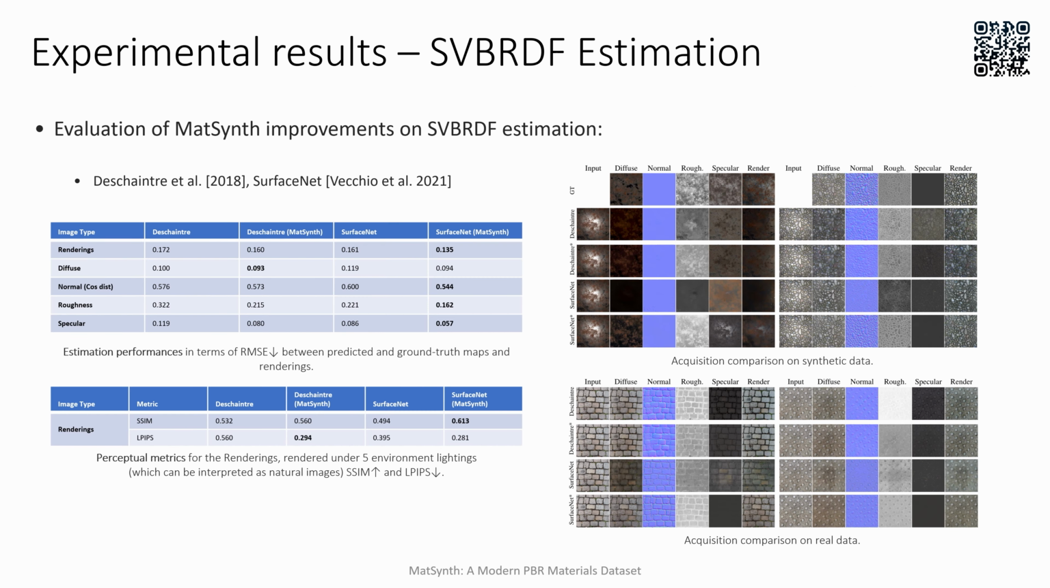We evaluate the improvements introduced by our dataset on 2 tasks: SVBRDF estimation and material generation. For estimation, we compared Deschaintre et al. 2018 and SurfaceNet, Vecchio et al. 2021, when trained on the dataset by Deschaintre et al. and on MatSynth. MatSynth significantly improves the performance in terms of root mean squared error between predicted and ground truth maps. Perceptual metrics on the rendering further confirm the improvements introduced by the training on MatSynth.